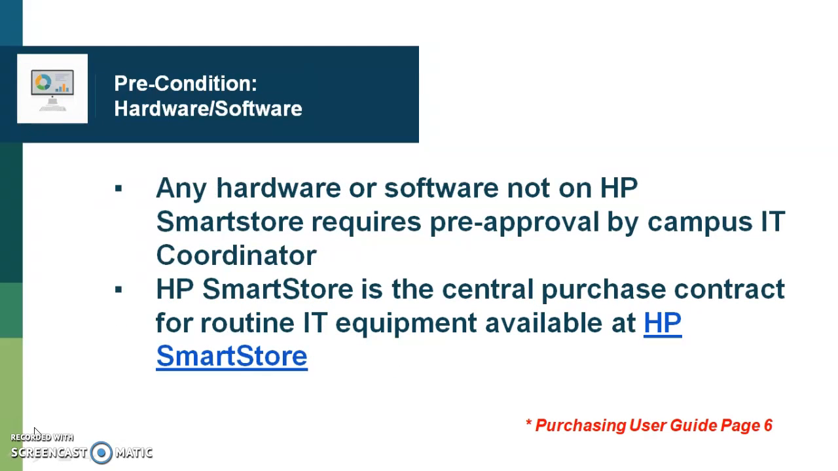Hardware and software. When you make these kind of purchases, bear in mind that our IT department manages, or rather the director manages IT resources campus-wide. And with that, they've instituted a central purchase contract. It's called the HP Smart Store. This central purchase contract allows you to buy things like monitors or printers, and you can order directly from that site. But if you don't see it from there, you need to go back to your campus IT coordinator and get their approval. And in your user's guide on page 6, you'll find who that is and what you need to do.